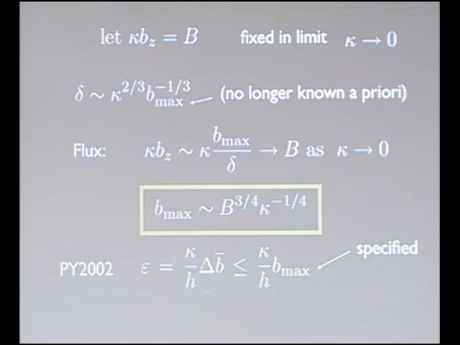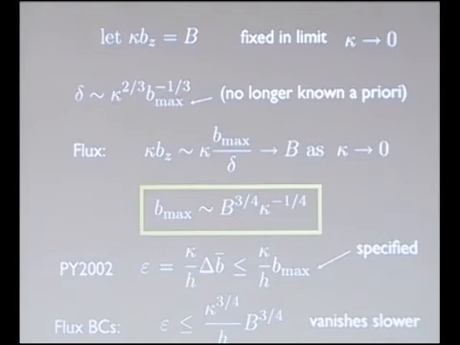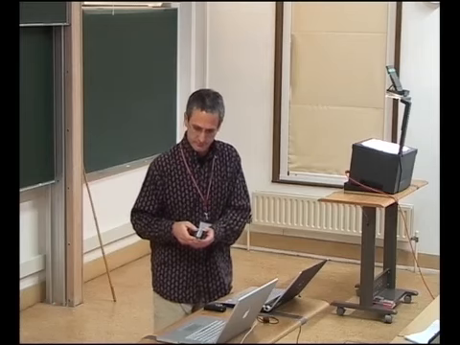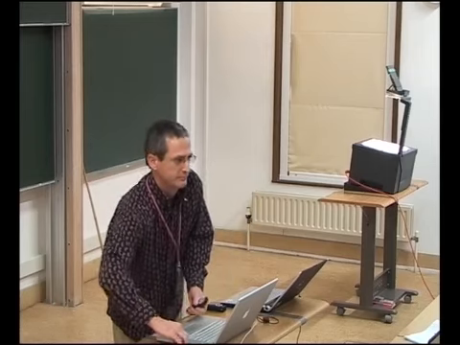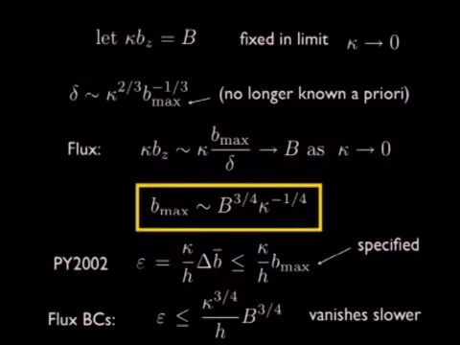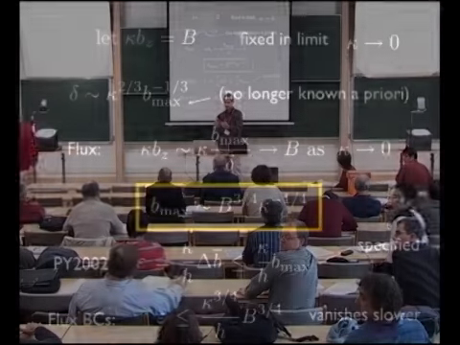The Paparella and Young result still holds. In Paparella and Young, this holds regardless of what boundary conditions I choose. This is a limit if I regard that as fixed, and the only point is epsilon still goes to 0, but it goes to 0 just slightly slower when I switch to flux boundary conditions as opposed to fixed boundary conditions. Thank you.